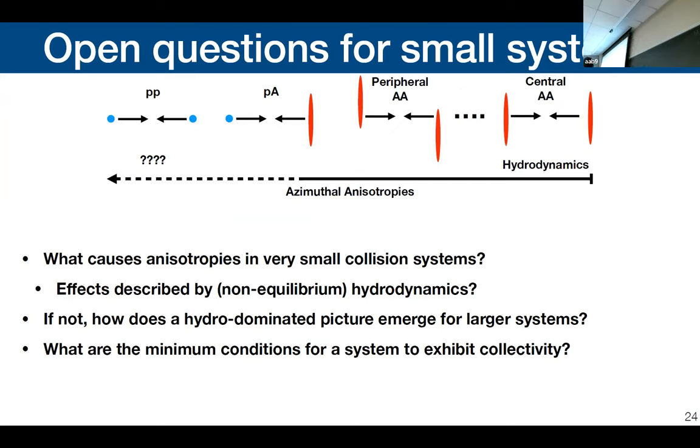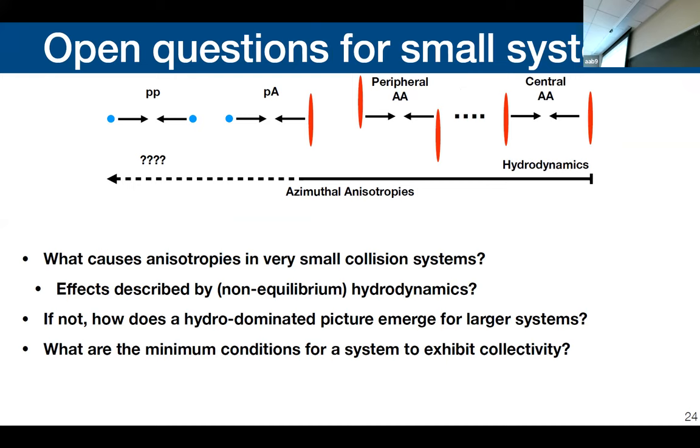Yeah, so I kind of summarize this here. If you look at the spectrum of sizes of the energy densities you can create, going from proton-proton collisions all the way over to peripheral lead-lead collisions, all the way to central lead-lead collisions, we know hydrodynamics works very well in central collisions. But at some point, it becomes uncertain if that's the correct explanation for this phenomenon.